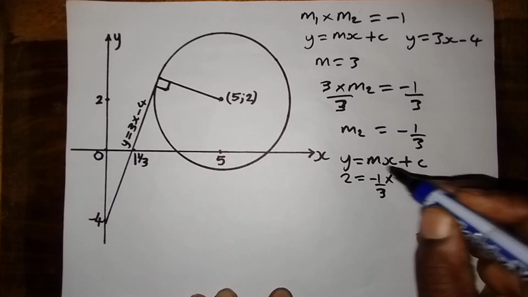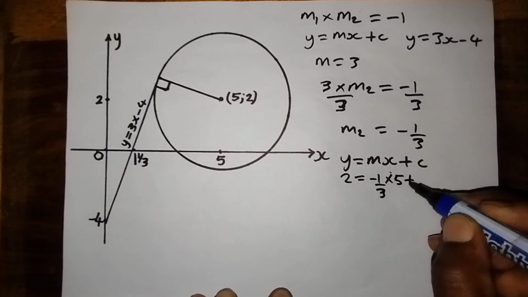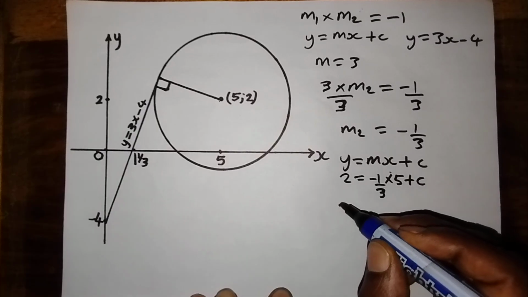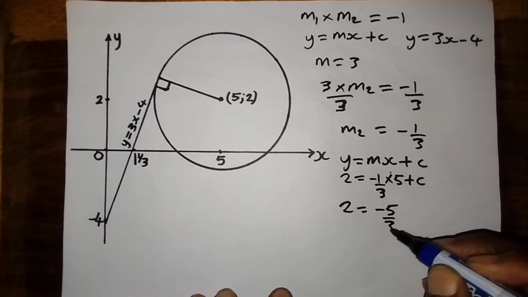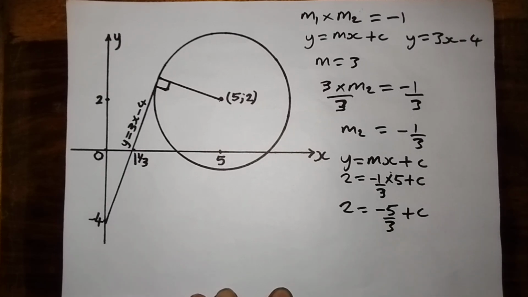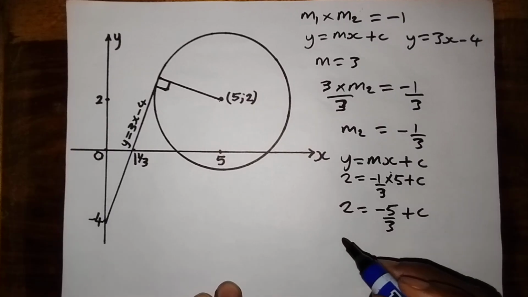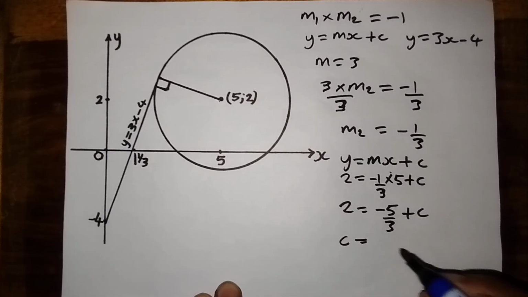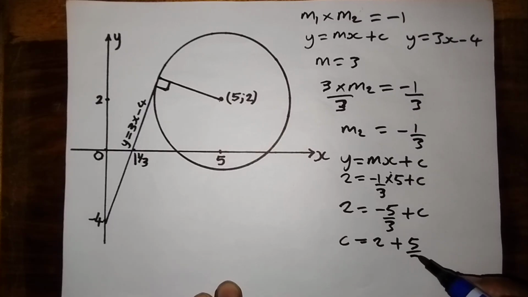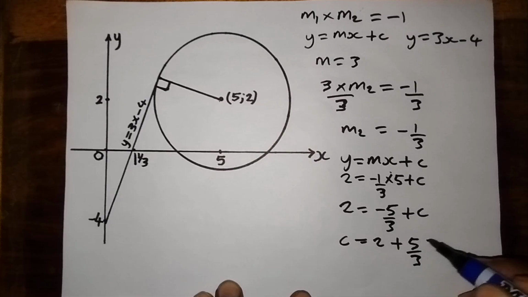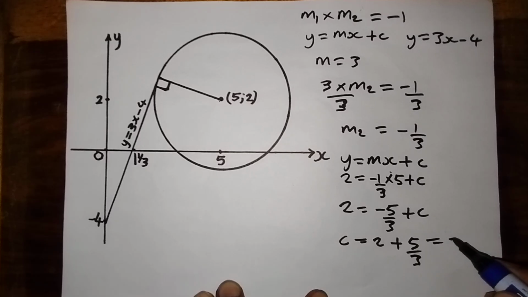Substituting, 2 equals m, that's -1 over 3, multiplied by my x, which is 5, plus c. That's 2 equals -5 over 3 plus c. If we simplify this, c equals 2 plus 5 over 3, which is equal to 2 plus 1 and 2/3. That's our c, 3 wholes and 2/3.